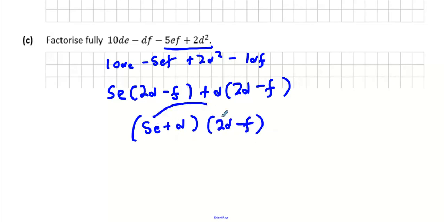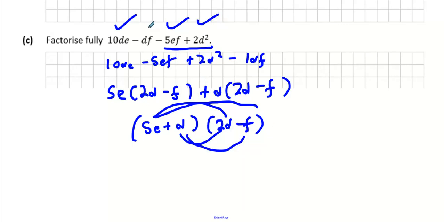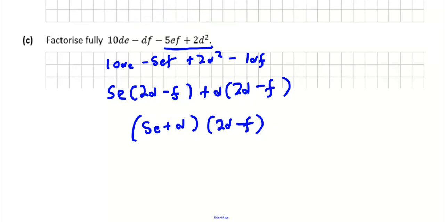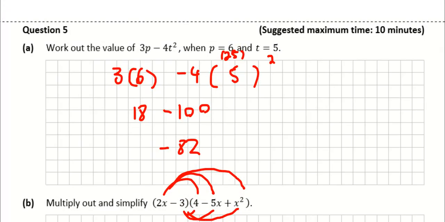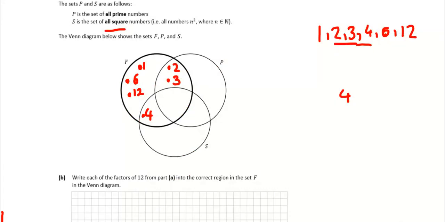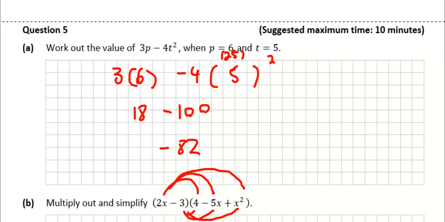Check your answer. 5E by 2D, 10DE. 5E by minus F, minus 5EF. D by 2D, 2D squared. And finally, D by minus F is minus DF. So I knew I got everything right there, so there's no need to worry about the answer anymore. Okay, good. So what I've done here so far is 4 and 5 so far. Okay, let's move on.